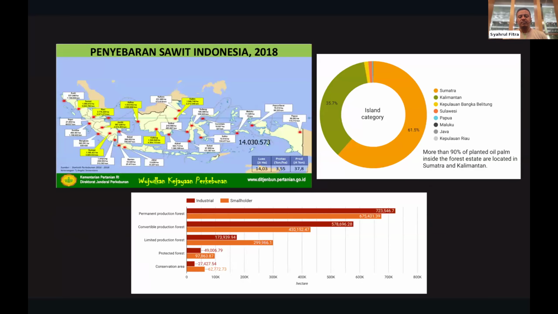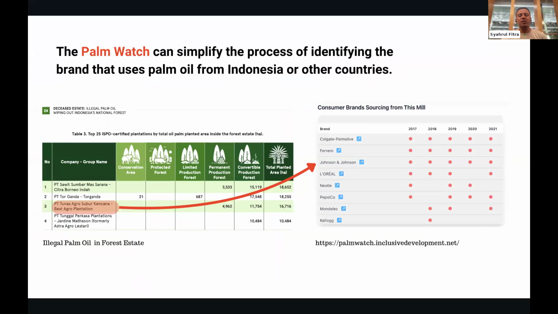And we know some of the illegal palm oil is in the permanent production forest, the convertible forest. So I tried to check these companies with PalmWatch, and I found this one. For example, Tunas Agro Subur Kencana. They are part of Best Agro plantations and they are linked with illegal palm oil in the forest zone. They have planted around 16,000 hectares of illegal palm oil inside the forest zone or forest estate.